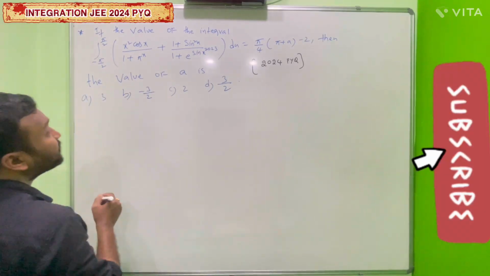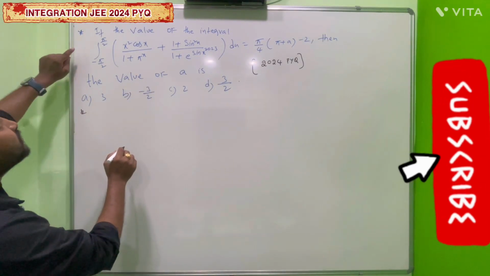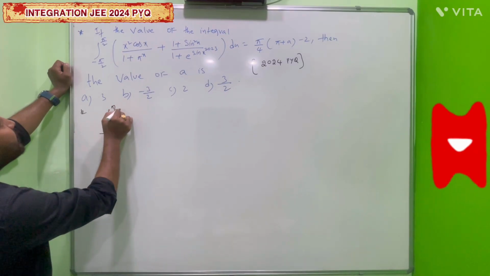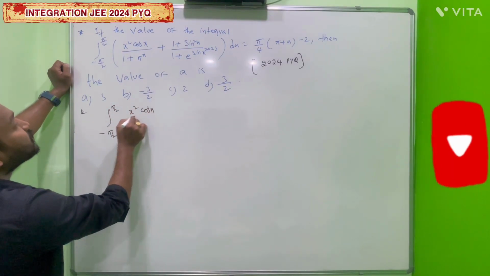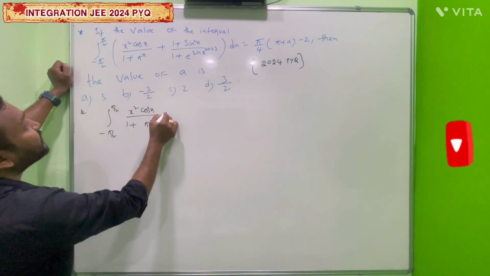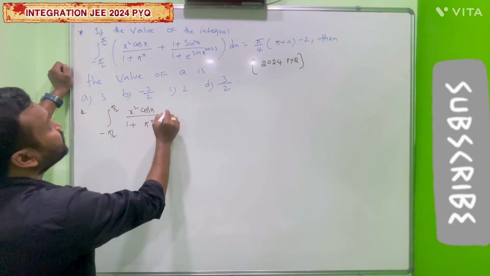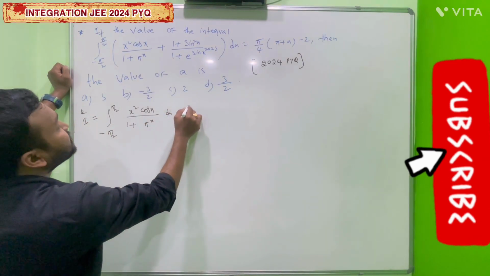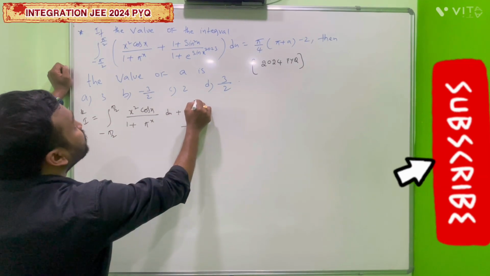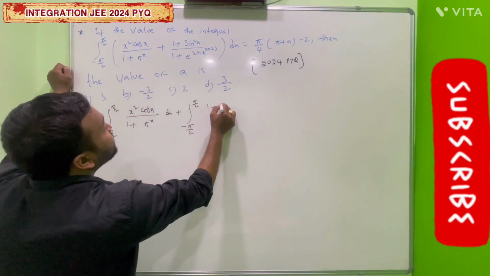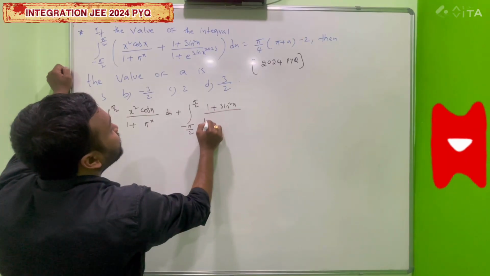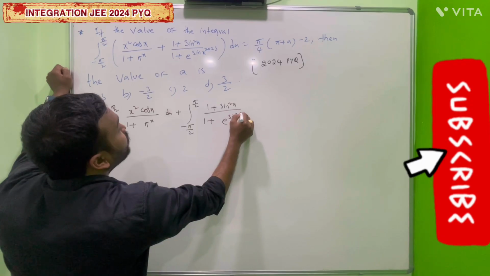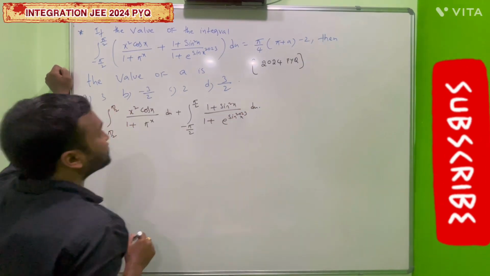2024 P by Q. So what is given here? If the value of integrals. Integration of minus pi by 2 to pi by 2, x square cos x by 1 plus pi power x, with respect to dx, again, so consider this one as I is equal to, again, plus integration of minus pi by 2 to pi by 2, 1 plus sine square x by 1 plus e power sine 2023 x with respect to dx.